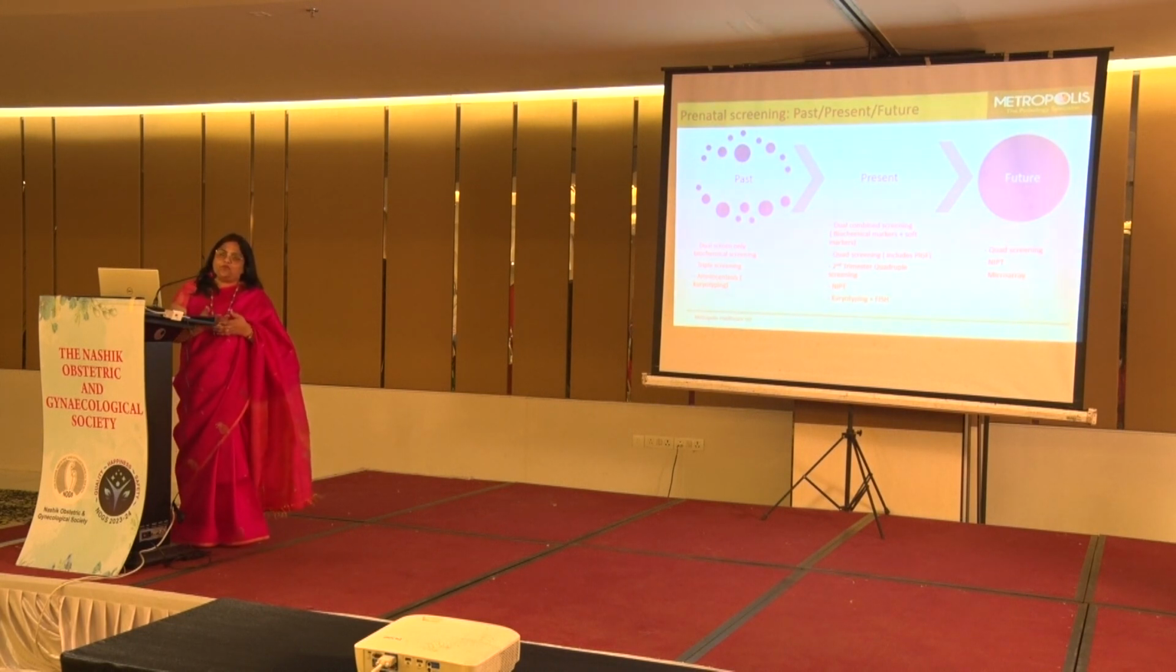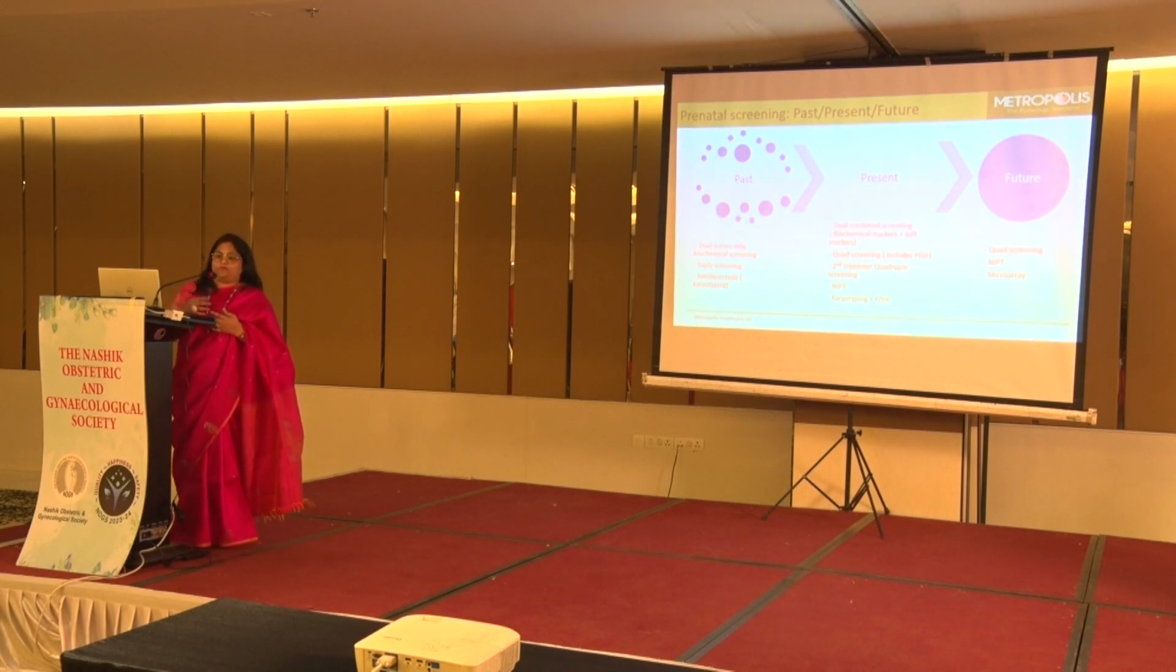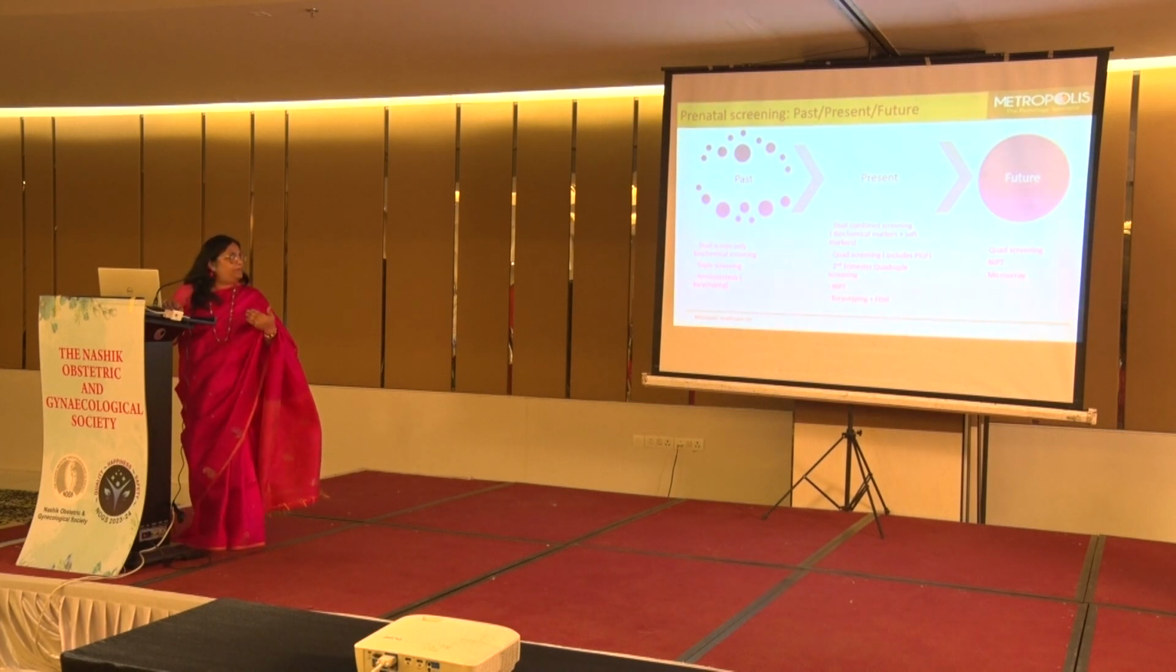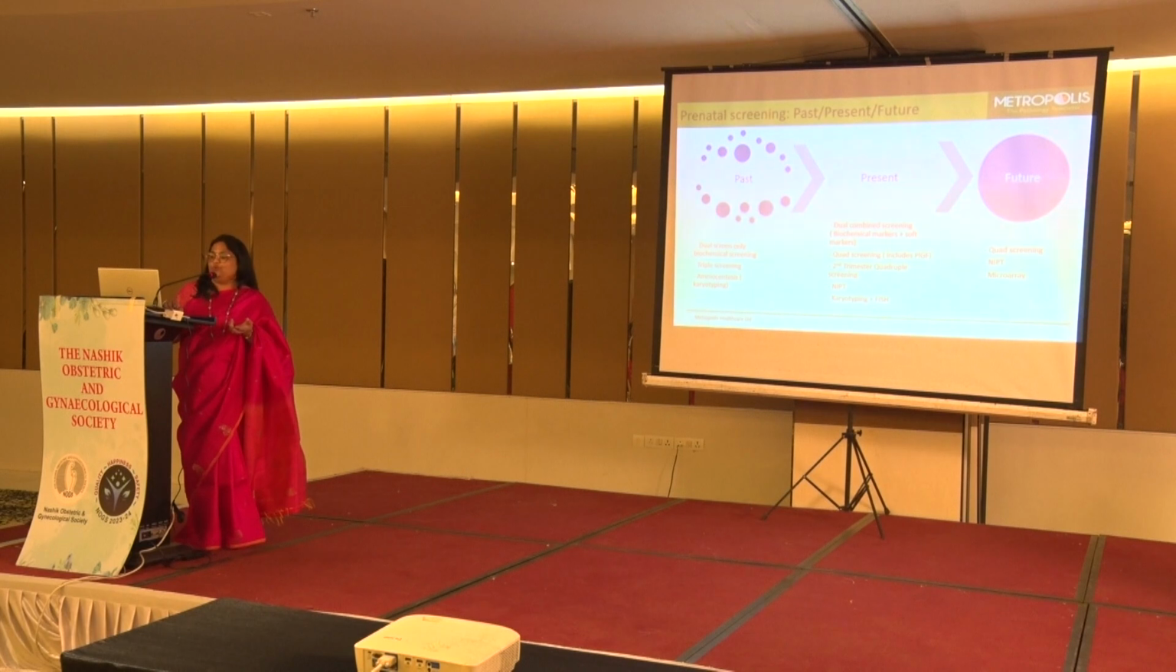So in the past, what we were commonly doing is biochemical screening with the dual markers, that is beta HCG and PAPP-A. Slowly the soft markers were added to this dual screening, and it is known as the dual combined screen, which presently all of us are doing. Along with free beta HCG and PAPP-A, we are adding NT and CRL also, as well as we can go for preeclampsia screening by adding PlGF in the first trimester screening.